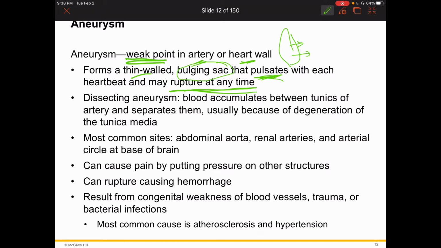A dissecting aneurysm is when the blood is accumulating between the tunics, those layers we've been talking about, of the artery, and it actually physically separates them to a large degree.